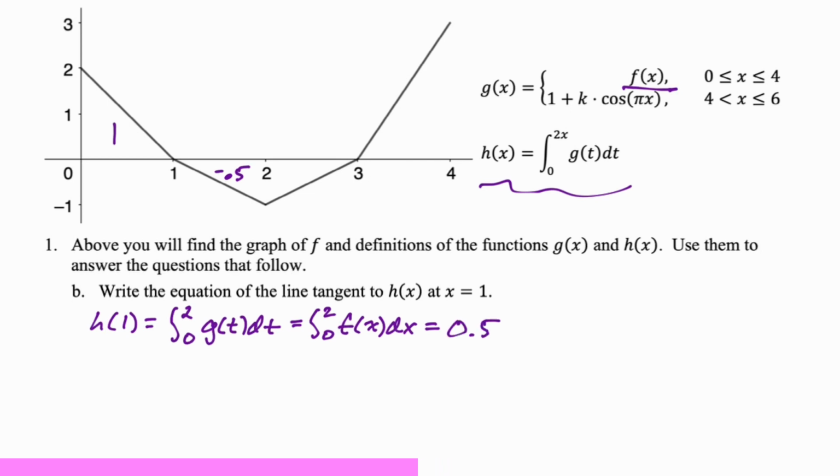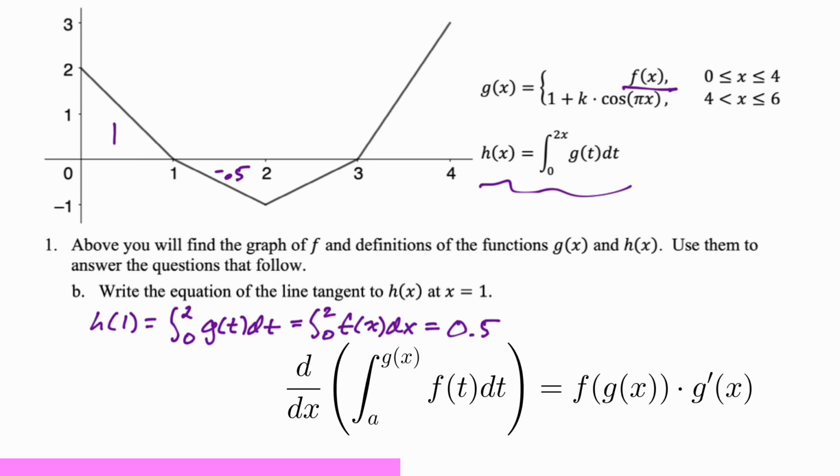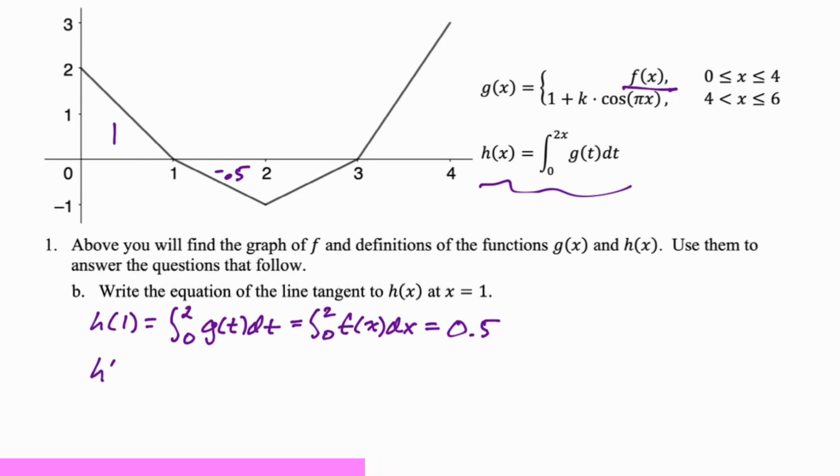We have to use the second fundamental theorem to find h prime. So for h prime, take the upper bound, which is 2x, and sub it in. So we get g of 2x times the derivative of 2x, so times 2, which means that h prime of 1 will be g of 2 times 2.